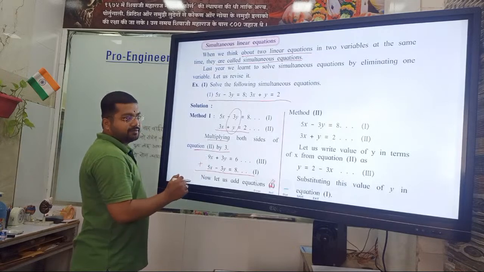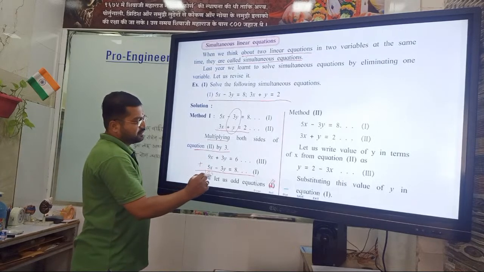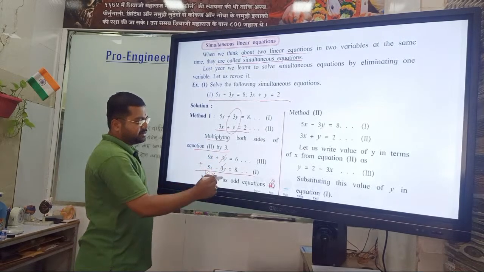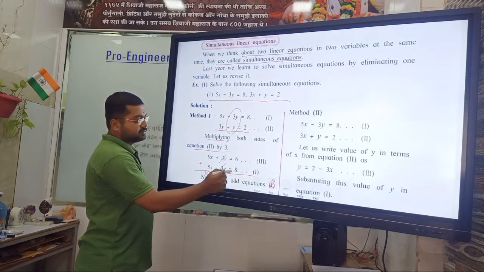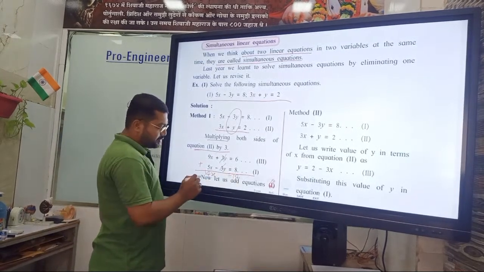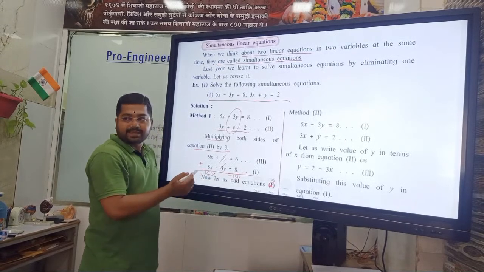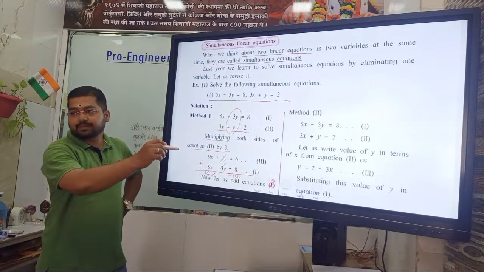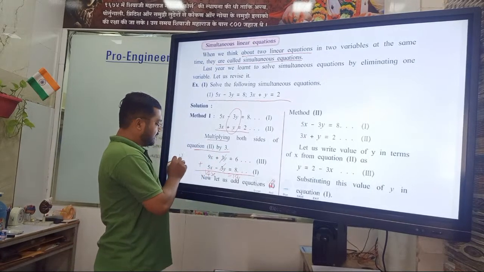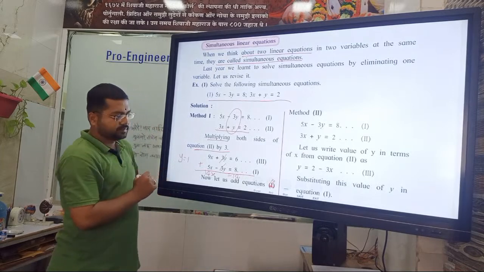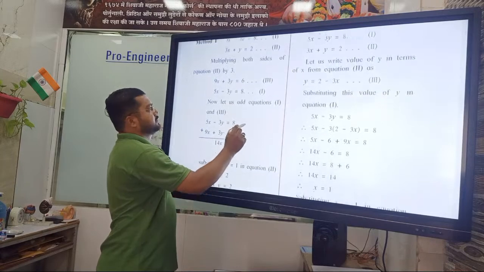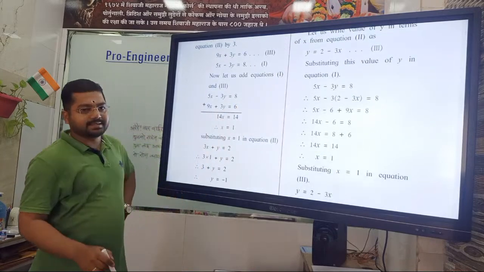So what will happen? 9 plus 5, plus and minus cancel. 6 plus 8, 14. So now this 14 is multiplied with x. That will go on that side and be divided. So 14 by 14, 1. So the value of x is 1, right?